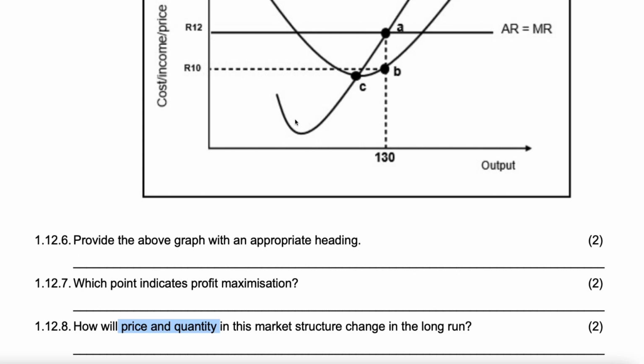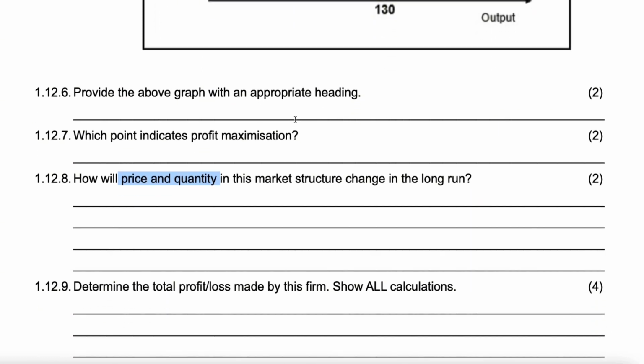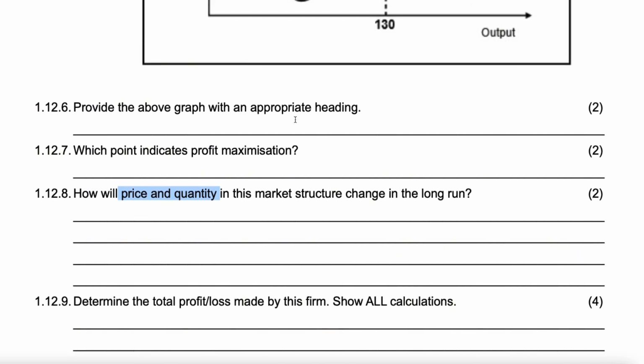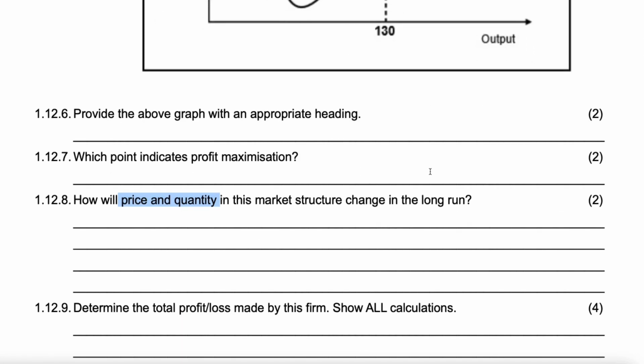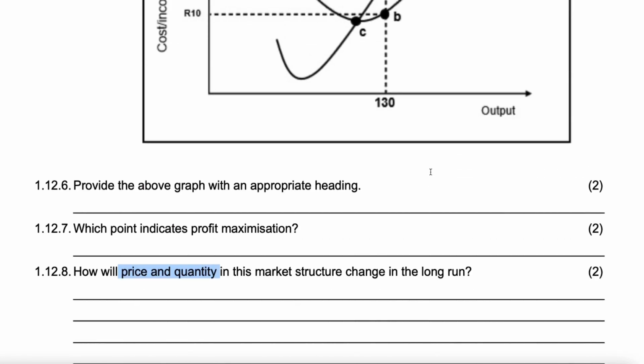Then the last one, determine the total profit. Make sure, not profit per unit or loss per unit. The total profit or loss made by this firm. Show all calculations. This will be easy. You say AR minus AC times quantity. That's simple. So it will be 12 minus 10, that's 2. 2 times 130, that's 260. This one is very easy. Let's go to the answers.